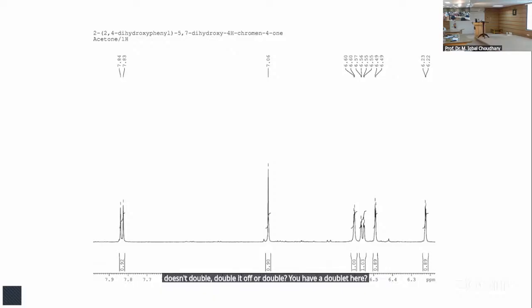And then you have a doublet. Okay, doublet of a doublet. And sometimes it's, okay, so it means this is also a doublet of a doublet. So in whatever way, you need to calculate these two J values and these three J values.